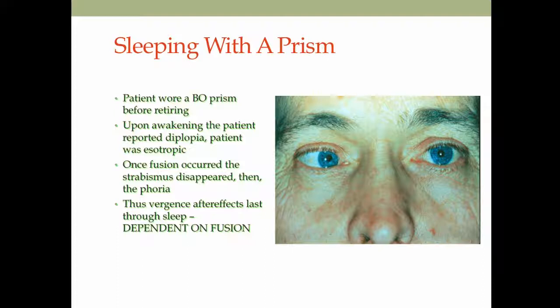And upon waking up, the patients had diplopia, and they had diplopia for a while. They couldn't get it back. To get it back, they put the prism onto the patients and slowly reduced it. So these vergence effects, which lasted throughout sleep, were dependent upon fusion. Therefore, it was believed that this vergence adaptation, which decreases our phoria, is related to adaptation to take the strain off of fast vergence.